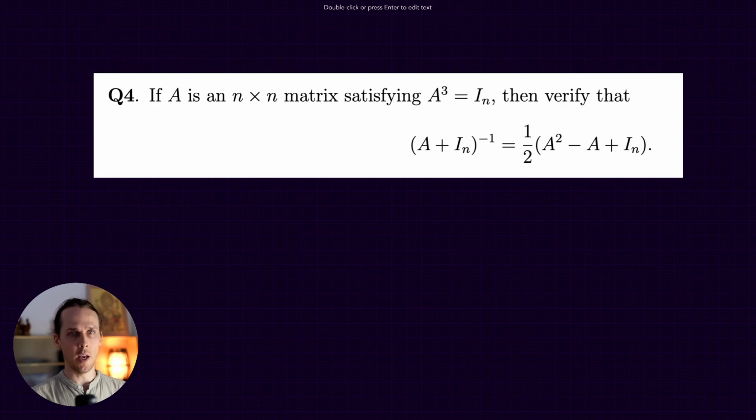If A is an n by n matrix, so it's just some square matrix, we don't know how big it is, and all we know about it is that if we raise it to the third power, so we multiply it with itself 3 times, we get the identity matrix. Then, given that, we want to verify this equation. And this equation is an equation involving the inverse of A plus the identity. So you should definitely pause and have a go.